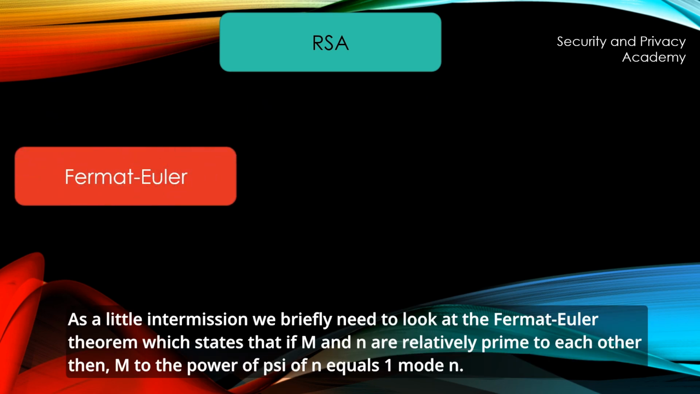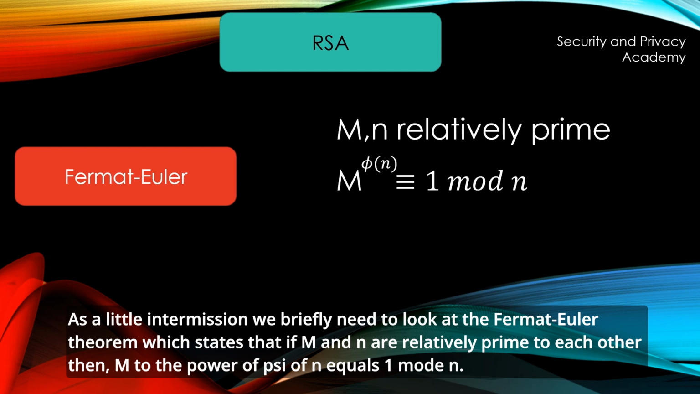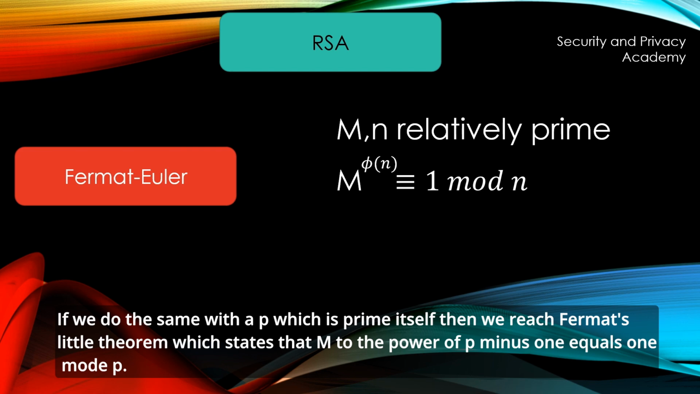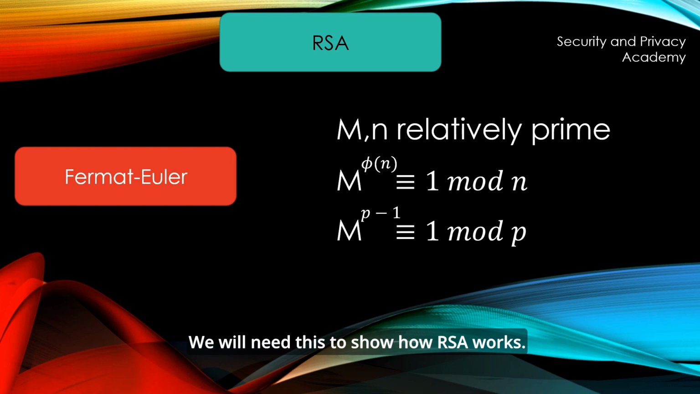As a little intermission, we briefly need to look at the Fermat-Euler theorem, which states that if m and n are relatively prime to each other, then m to the power of psi of n equals 1 mod n. Psi of n is the same function as before. If we do the same with p, which is prime, itself, then we reach Fermat's little theorem, which states that m to the power of p minus 1 equals 1 mod p. We will need this to show how RSA works.